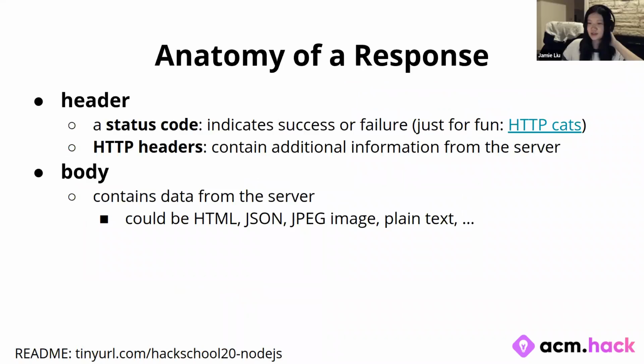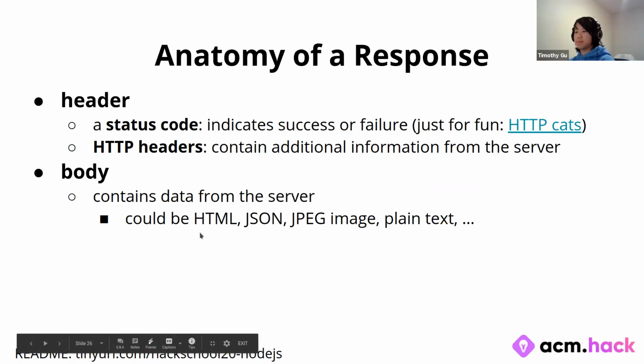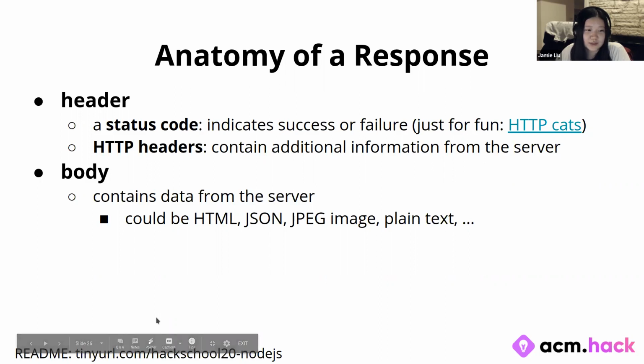Okay, yeah, so we learned about what HTTP requests look like. And remember, this is the request that the client is going to send the server. So now let's also take a look at what the response is going to look like. So similarly to the requests, we have a header and a body. In this case, the header looks a little bit different from the request. In this header, we have this thing called a status code. And this indicates the success or the failure of the request that was made. And like the request, it can also have some HTTP headers, which will just contain additional information from the server.